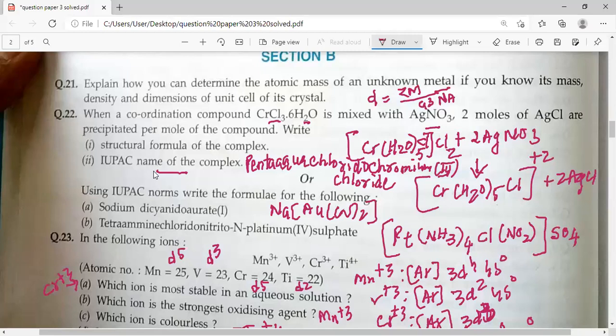Okay, when a coordination compound CrCl3 into 6H2O is mixed with AgNO3, 2 moles of AgCl are precipitated per mole, means we are going to use 1 mole of this compound per mole of the compound. Write structural formula of the complex. So you can see that the structural formula of the complex is this: [Cr(H2O)5Cl]Cl2, and write the IUPAC name of the complex. The IUPAC name of the complex is penta-aqua chloridochromium 3 chloride.